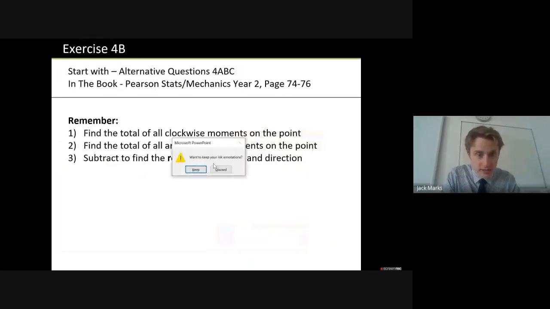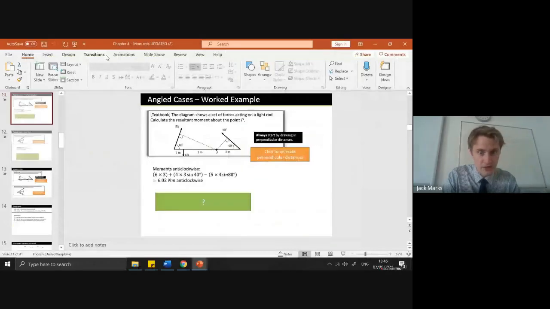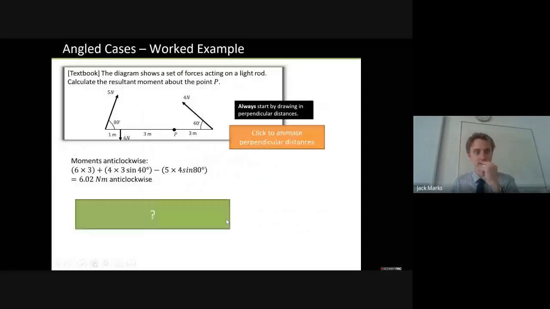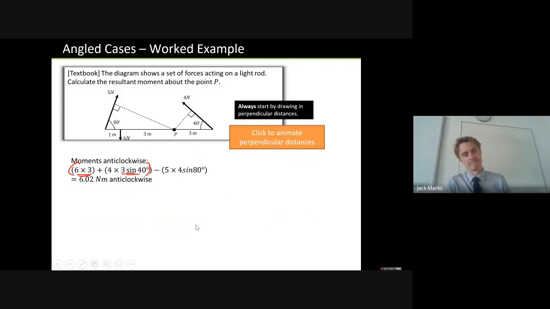In fact, you might be able to. Do we have that slide hidden in here somewhere? Yeah, we do. Let's just have a look to finish it off. So this is one way of doing it. These were the anti-clockwise ones. The anti-clockwise ones added together, take away the clockwise. Overall, it says that it's going to be anti-clockwise. Okay.